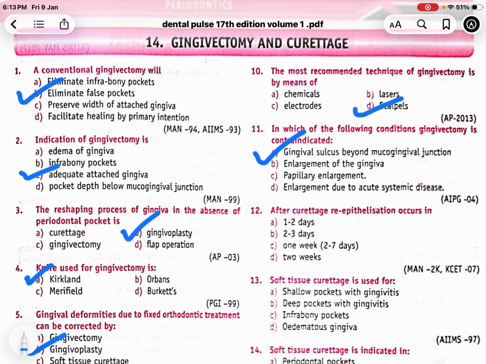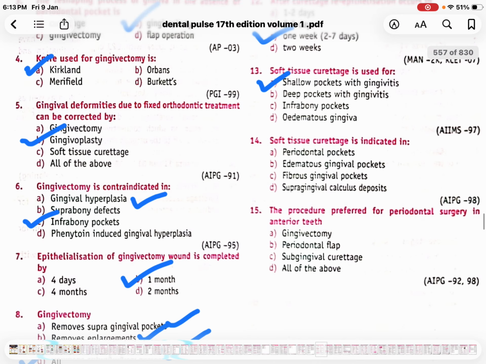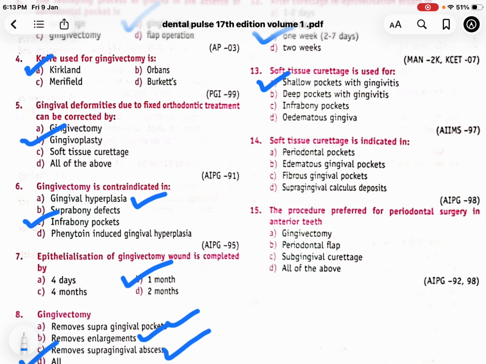12th, after curettage, reepithelialization occurs in 1 week, or 2 to 7 days. Okay. Now question number 13, which says soft tissue curettage is used for... so it is used for shallow pockets with gingivitis. Next, soft tissue curettage is indicated in edematous gingival pockets.